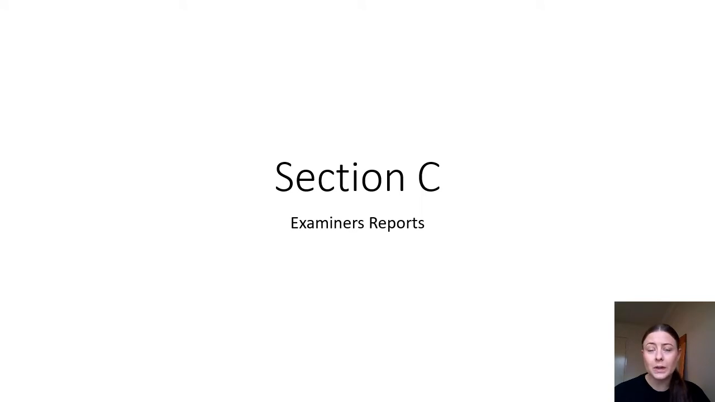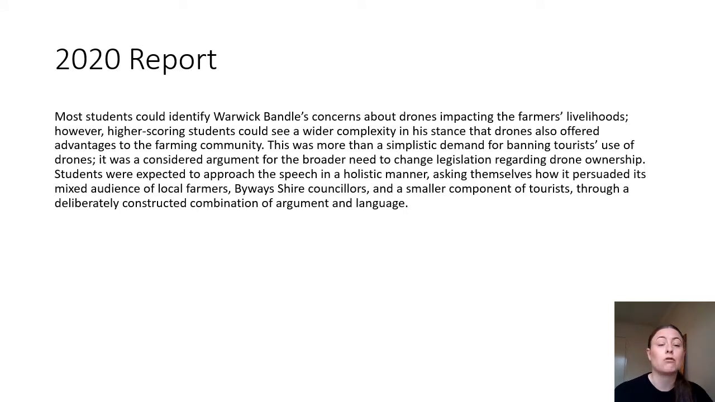Sometimes it might be a little bit repetitive, but I think it's important that we're looking at what the examiners are telling us over and over again that they want to see, because if it's mentioned in more than one examiner's report, we can tell from that it's really, really important, and they definitely want us to be paying attention to that when we're writing our Section C argument analysis essay. So let's start by looking at some extracts from the most recent, which was the farmer's speech on drones.